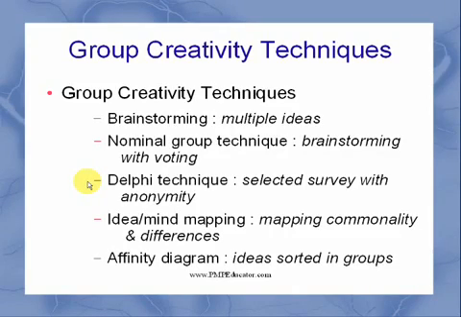We will go through these techniques in the next lecture series, but at this time I just want to mention those techniques. And there are two more techniques. One is idea mind mapping, where during the brainstorming session you have different ideas, but in this technique you also want to map commonality and differences, so that you can identify what ideas are common between a group of people and what the differences are. Affinity diagram is a diagramming technique where you collect the ideas and then sort them into groups, so that you have different listings of ideas in different groups. We will go through all these techniques in the next lecture series, but at this time you just need to identify the techniques within group creativity.